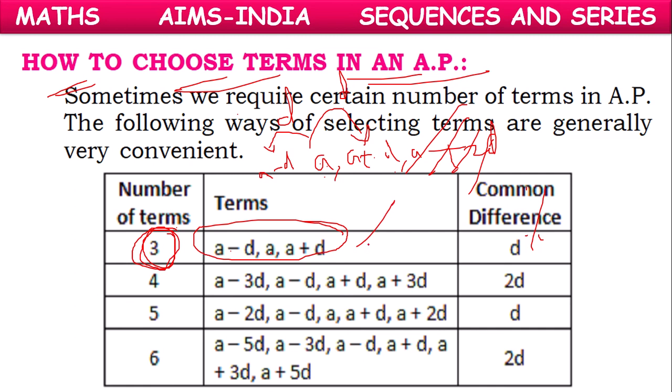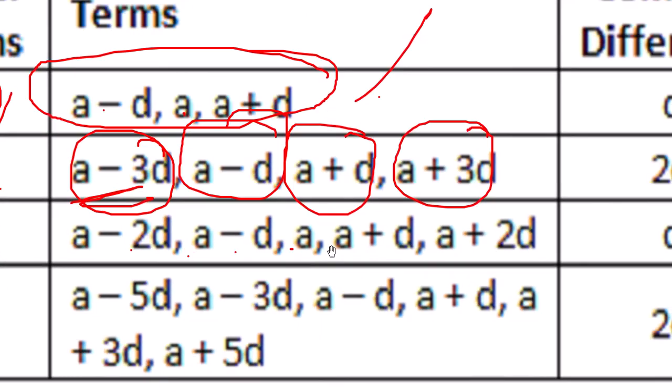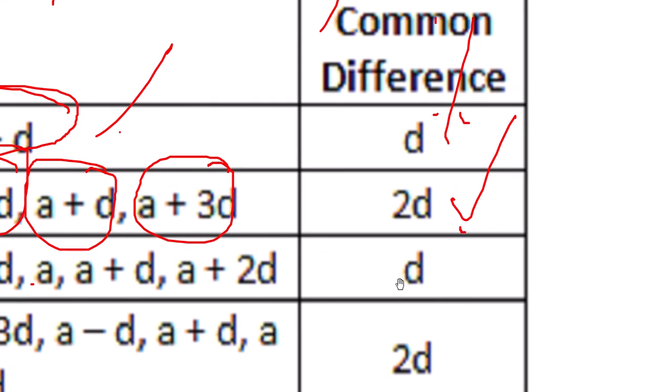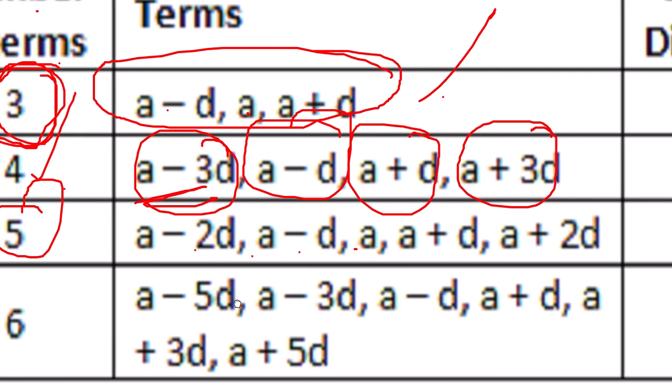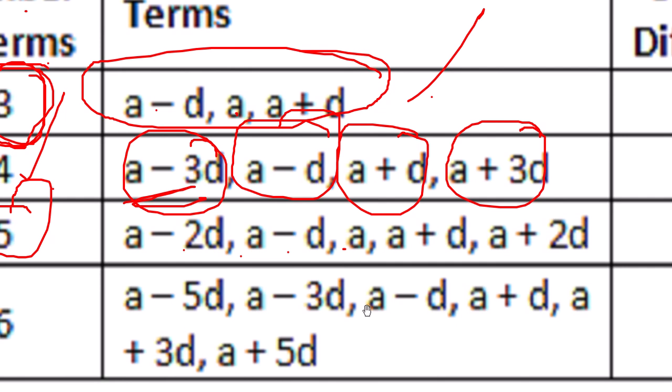Why are we taking it like that? For calculation purpose. If we want to take 4 terms, we can take A minus 3D, A minus D, A plus D, A plus 3D, so that all the D's will get cancelled and only A's will remain if we add them. So here the common difference is 2D. When we have 5 terms: A minus 2D, A minus D, A, A plus D, A plus 2D. Common difference is D. When we have to take 6 terms: A minus 5D, A minus 3D, A minus D, A plus D, A plus 3D, A plus 5D. Common difference is 2D.